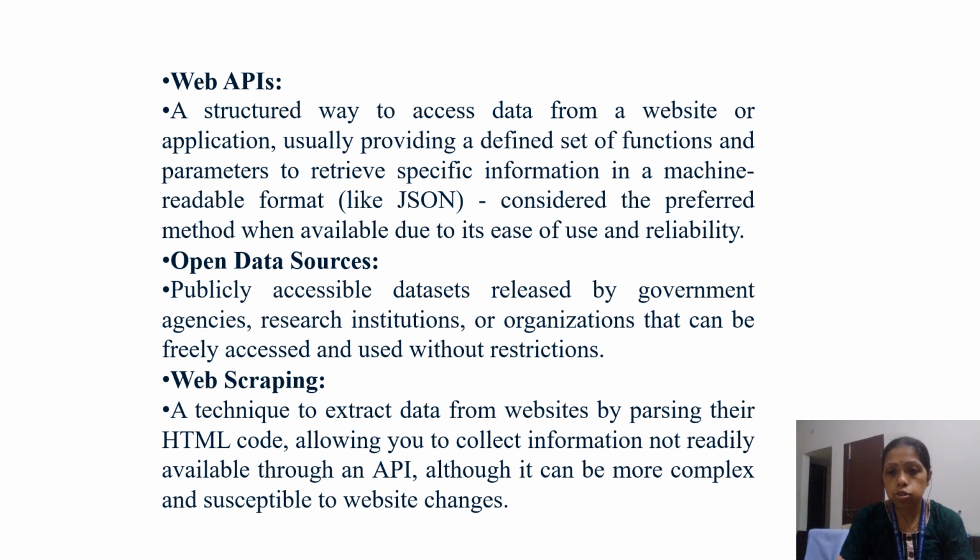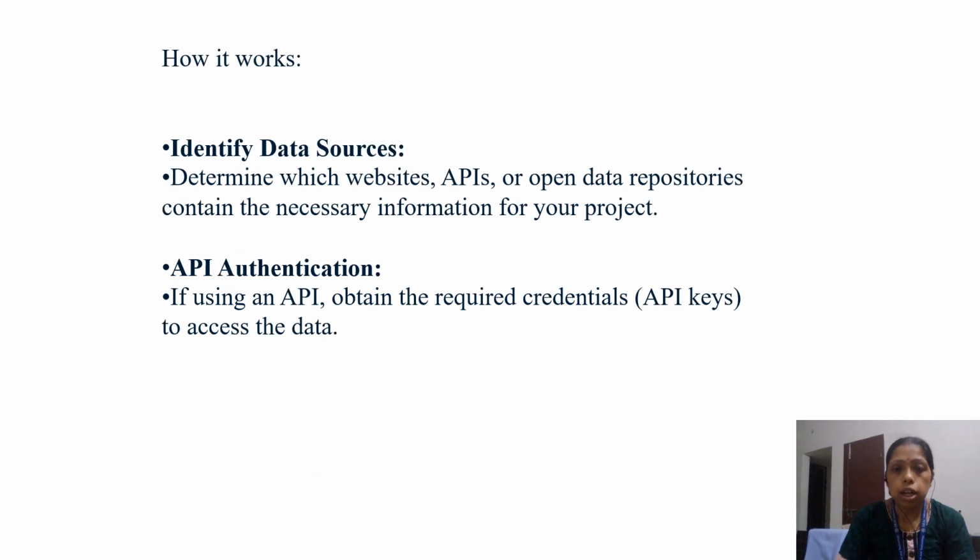Web API means we are using some API for extracting the data from the website, and in web scraping we are using some scraping technique to get the data from the HTML tags. What are the steps? First, you have to identify the source: whether you are using an open data source, a web API, or a website from which you are parsing the HTML code. You have to identify this based on your application. After that, if you are using the web API, some authentication key will be there. You have to enable the authentication key for getting the data from that particular website.